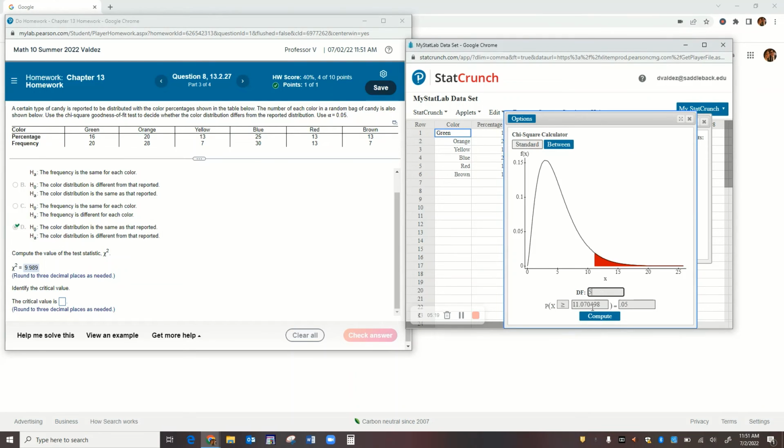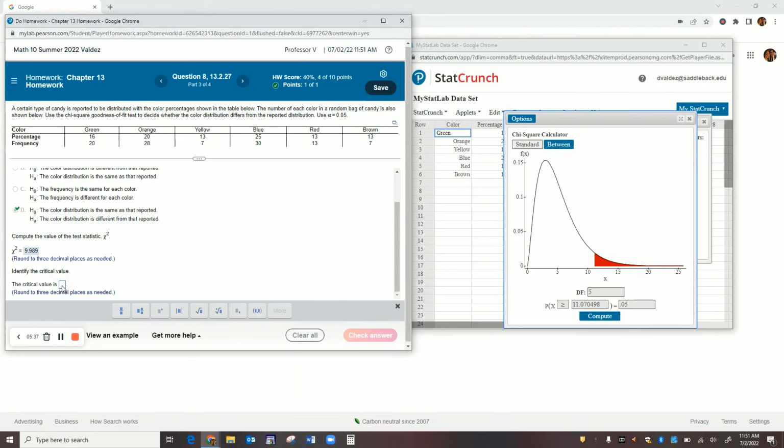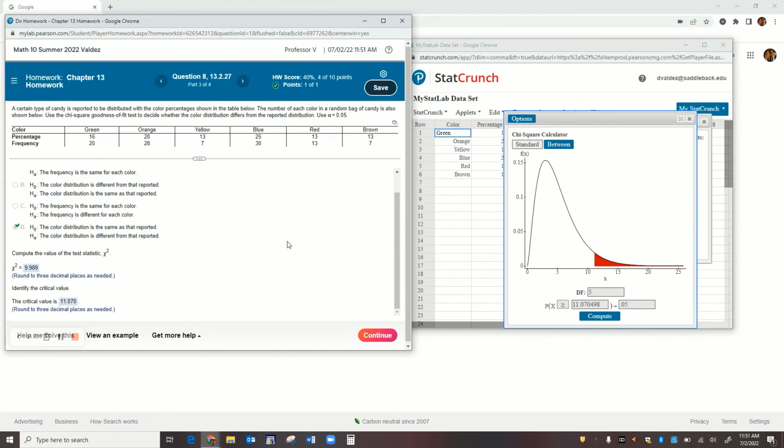And hit enter. So this is the same value. This is my critical value that you would have gotten off of a table. All right, but we don't need to carry tables with us. And so the critical value is 11.070 if we're rounding to 3 decimal places. 11.070. Good job.